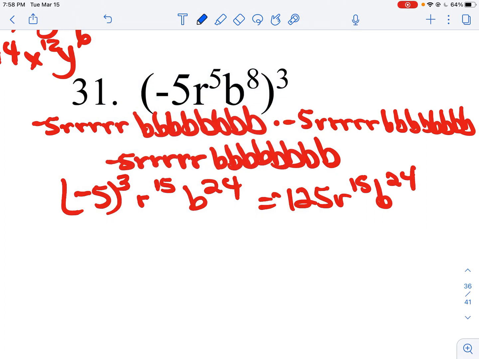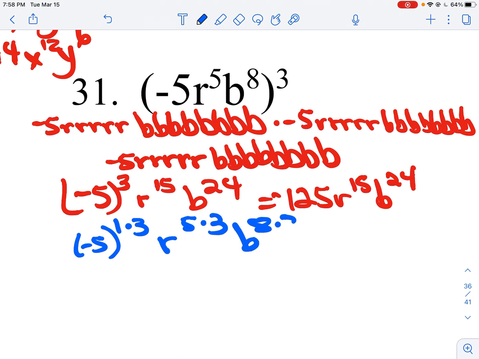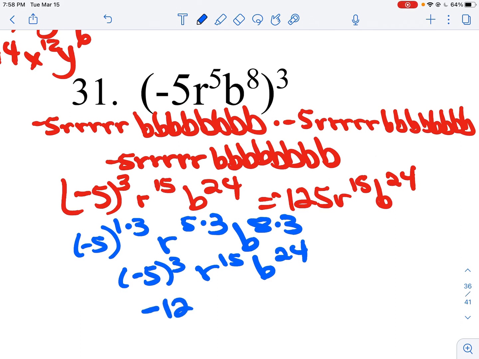If I was going to show my property, I would have done 1 times 3, 5 times 3, 8 times 3. So that would get me -5 to the 3rd power, R to the 15th, and B to the 24th. So -125, R to the 15th, B to the 24th.